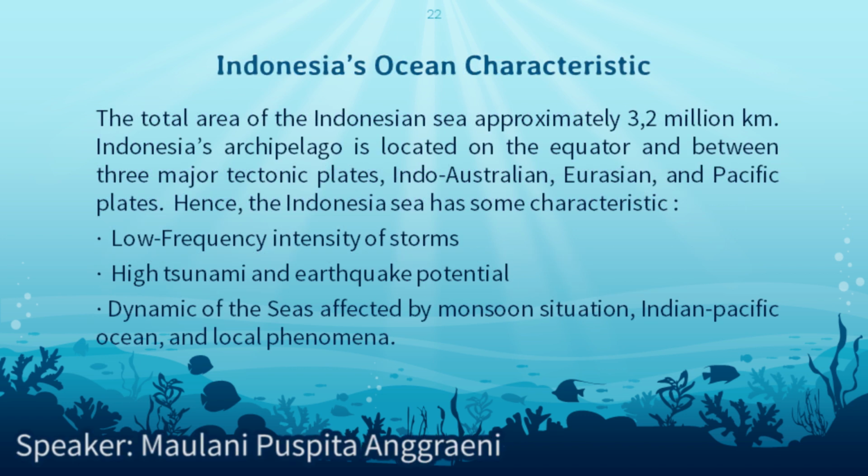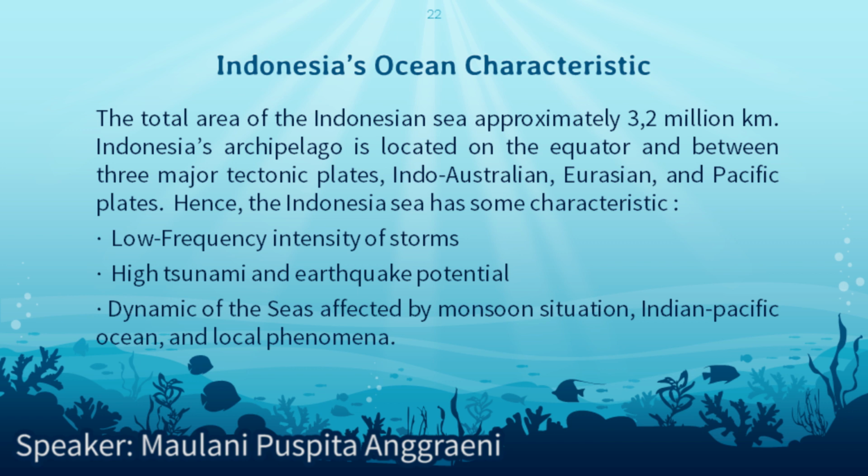The next one is Indonesia's ocean characteristics. Indonesia has a total sea area of 3.2 million square kilometers, which has potential to build ONPP. The Indonesian archipelago is located at the boundary of major tectonic plates: the Indo-Australian plate, Pacific plate, and Eurasian plate. The collision points of these three plates stretch from West Sumatra to Papua in the east. Related to seismicity in the region, Indonesia has high earthquake hazard and high tsunami potential.